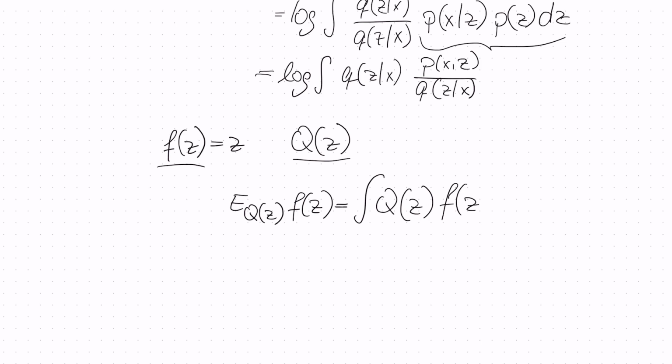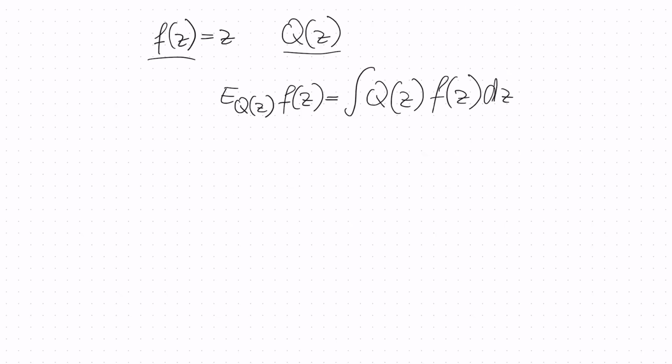multiplied with our function. Thinking back to our skewed die example, let's say that we have a 10% chance to throw a 1 and a 90% chance to throw a 6 and nothing else. And in this case, the question is, what is the expected value for z? So let's say the value for z is equal to z.